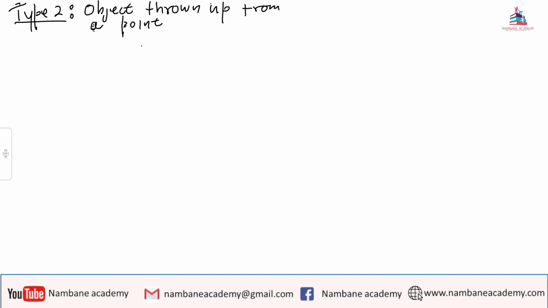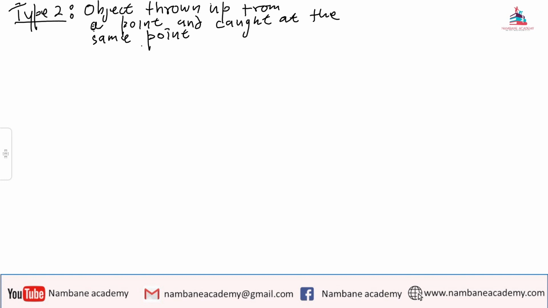So type 2, remember in an exam, it can be a combination of type 1, type 2, type 3, but it is important to understand type 1 such that you can see type 1 inside type 2 or type 3 type of question. So let's start. Type 2, they say now an object thrown up from a point and caught at the same point. Can you draw a sketch for this?